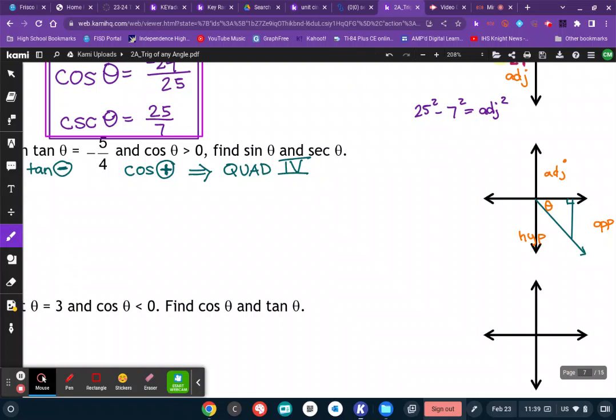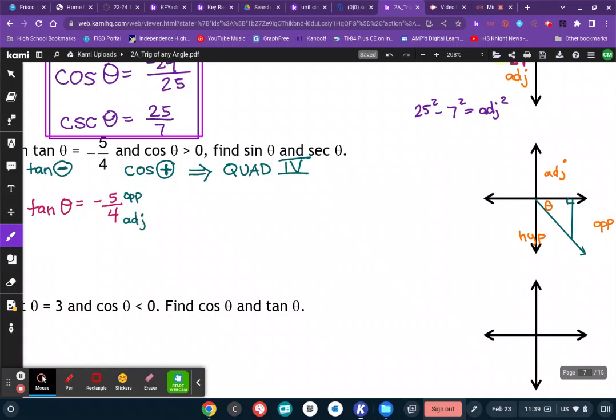Once I get adjacent and opposite and all that labeled, then I need to fill it in with the numbers that they're giving me. So looking at what they've given, I need to remember that tangent is opposite over adjacent.